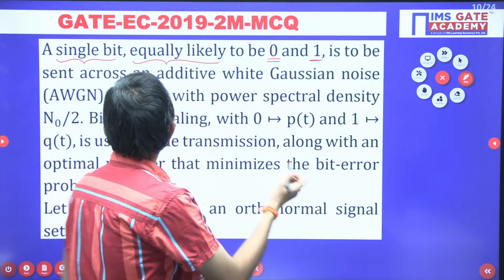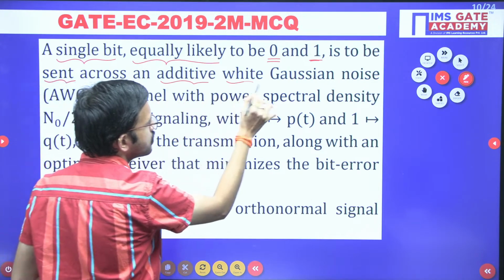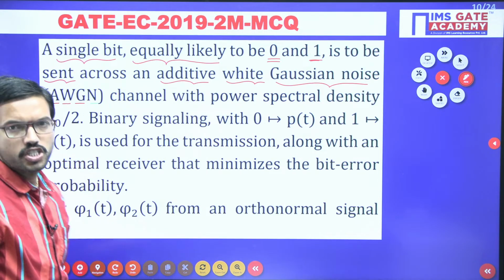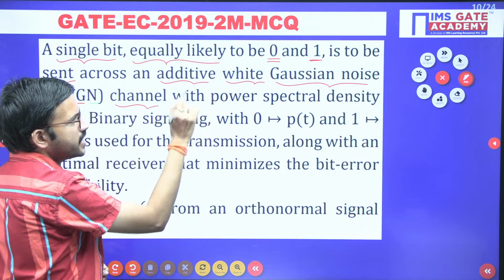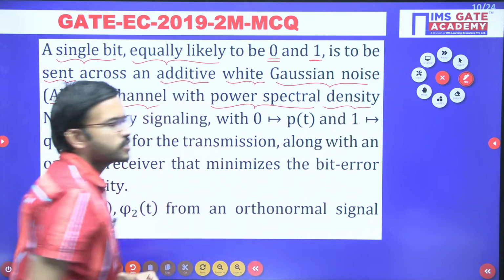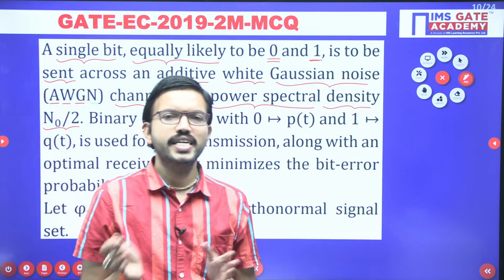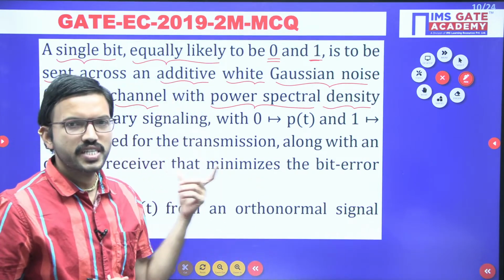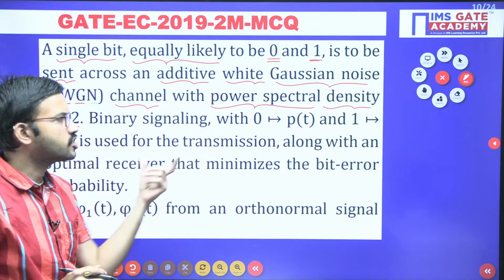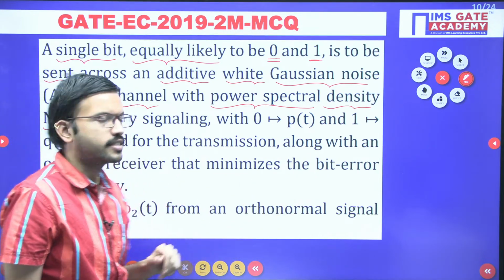It is to be sent across an additive white Gaussian noise channel, AWGN. Regarding the additive white Gaussian noise channel, regarding the noise they have mentioned the power spectral density. They have mentioned here N0 by 2. That means they have considered both the sides. That means it is a double-sided power spectral density. Negative frequency axis, positive frequency axis they have considered. Whenever they mention N0, it is only for the positive frequency.